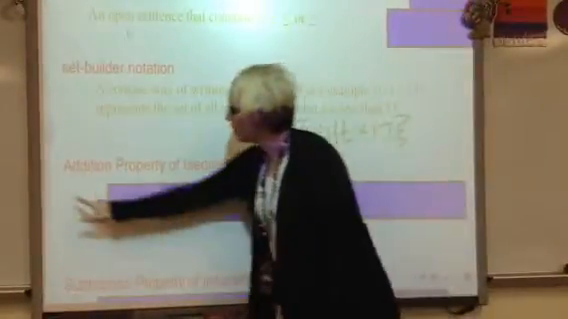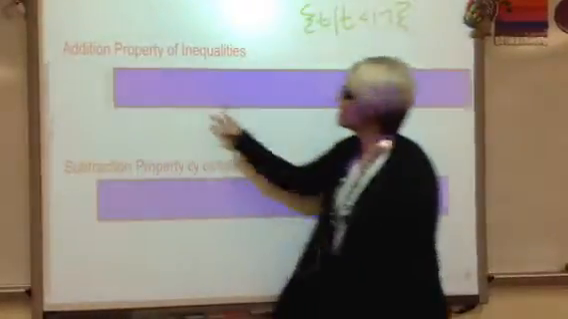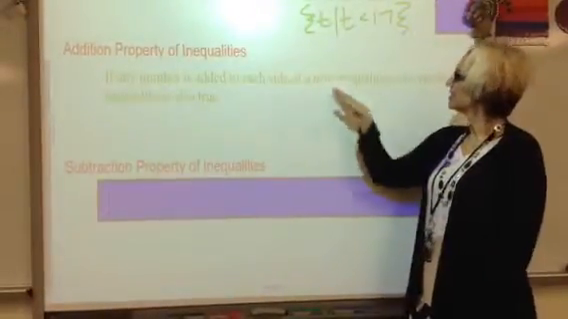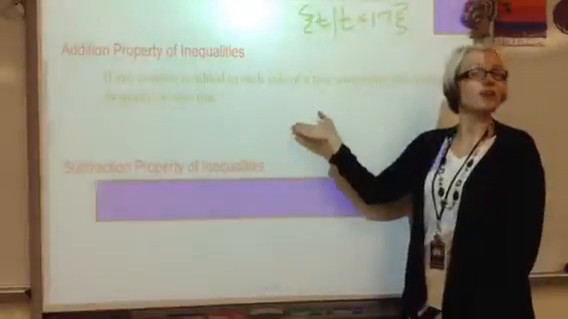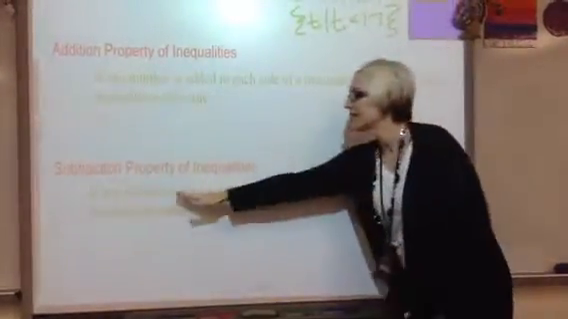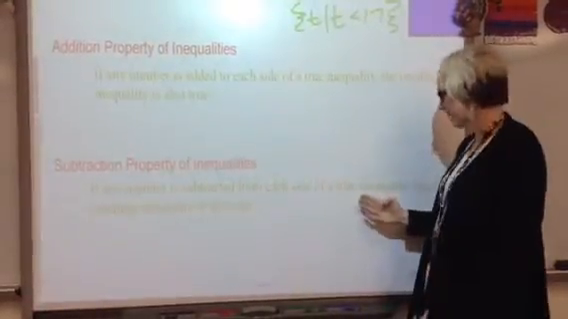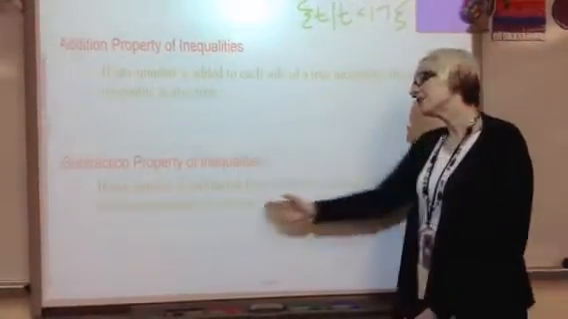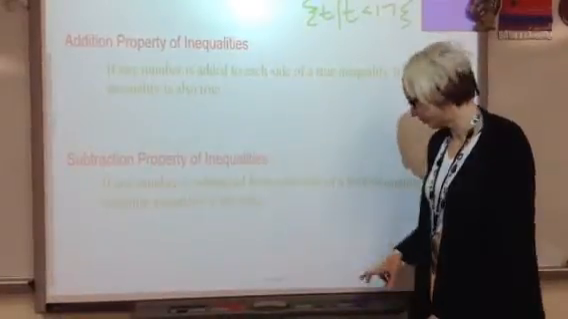The addition property of inequalities states that if any number is added to each side of the inequality, the resulting inequality is also true. The subtraction property of inequality states that if any number is subtracted from each side of a true inequality, the resulting inequality is also true.